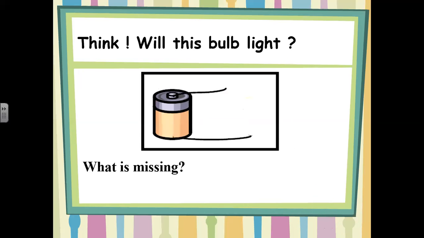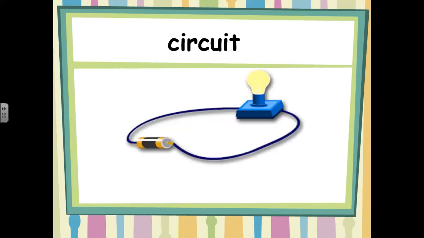The next one, Karma, can you tell me, is there a bulb? No. So this is an incomplete circuit, so nothing will light up actually. So this is the circuit and these are the main parts of any circuit.